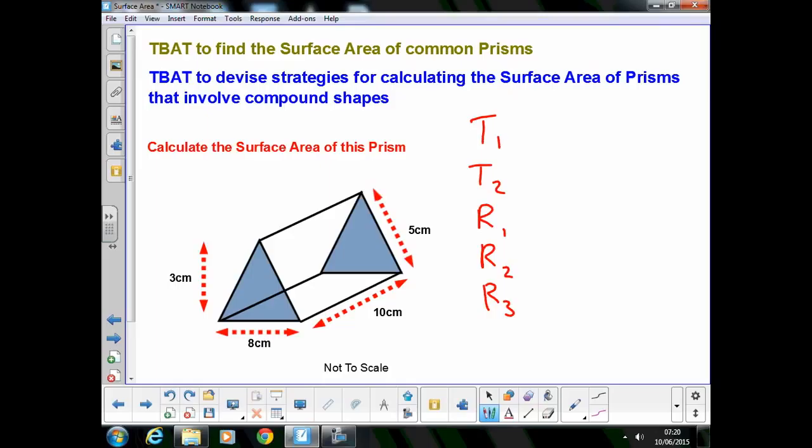The area of a triangle is base times height divided by 2. So it is 3 times 8 divided by 2 equals 12. Note I'm not worrying too much about units at this point. The base of our prism is a rectangle. Dimensions of this rectangle are 8 and 10. So I've got 8 times 10 equals 80.